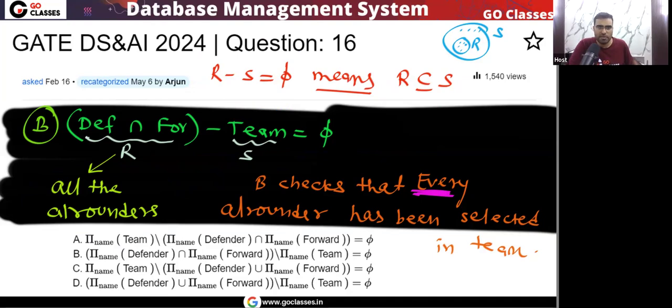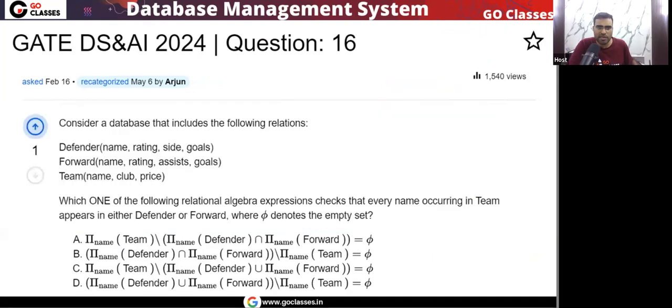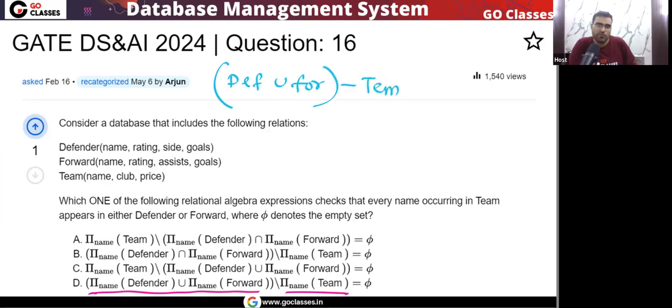So what about option D? Tell me, what can you say about option D? Option D is union minus team, that is phi. It means all the players minus team. So basically, all the players have been chosen in team. Yes or no? Because you are doing defender union forward minus team, that is phi. What does that mean?